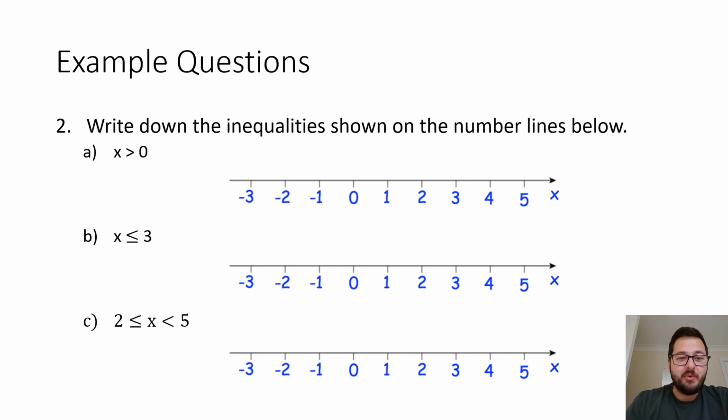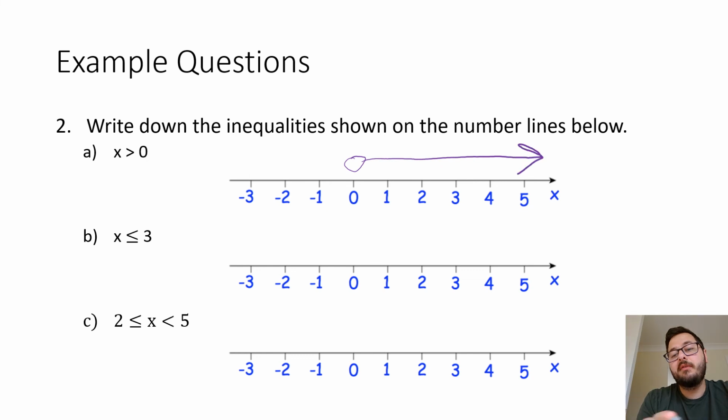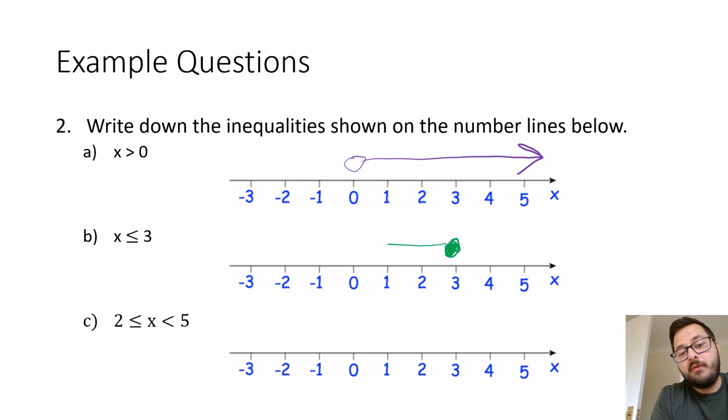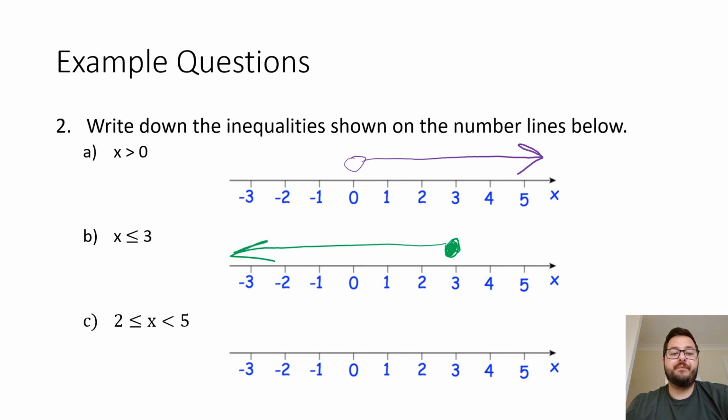So A says we want to write x is more than 0. So we're going to find 0, we do a circle. We don't shade it in because it's not got the equal sign. And because it's more than, we're going to do our arrow to the right like that. So that is x is more than 0. The next one is x is less than or equal to 3. So we find 3, circle. Because we've got the equal to bit, we can shade it in. And because it's less than, it's going to go to the left like that.